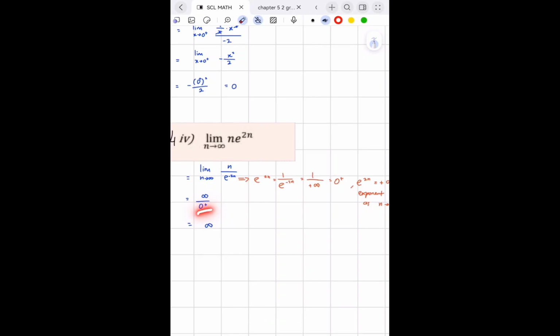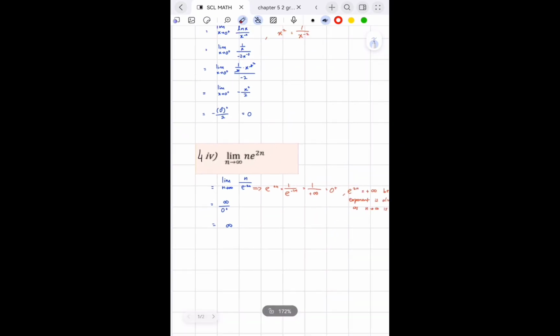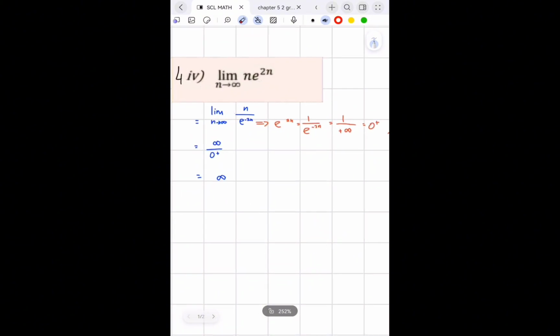0 plus means 0 approached from the positive side, so that is what 0 plus is. And also 1 over positive infinity is positive, that's why 0 plus here. So that's all.